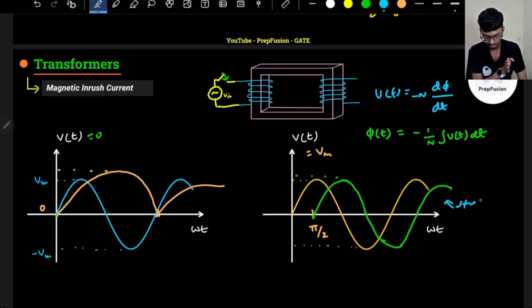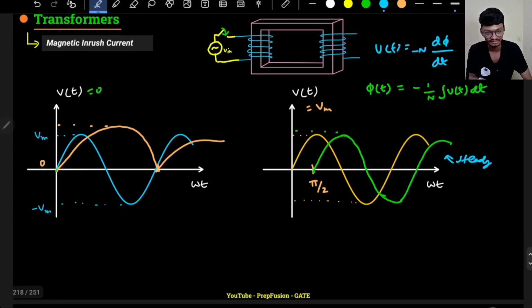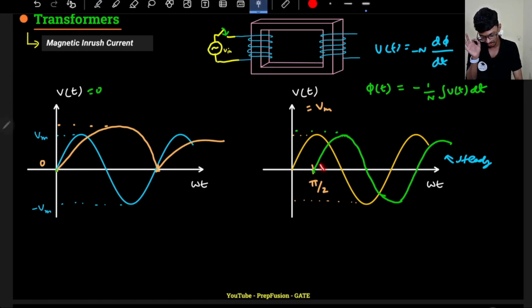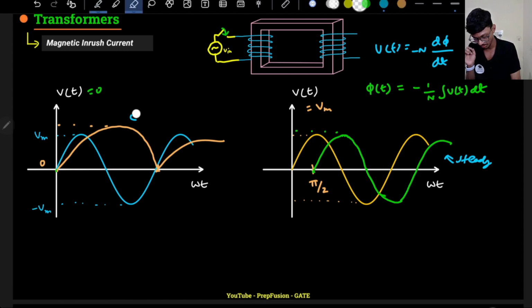Steady state, the waveform will be something like this only, because I am basically integrating a sine function. If I am integrating a sine function, I will get a cos. So this is more like a cos, this is not like a cos. So this is just the transient one. For 1-2 cycles this will happen.